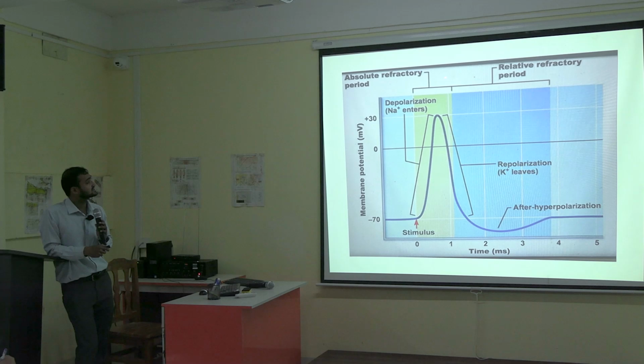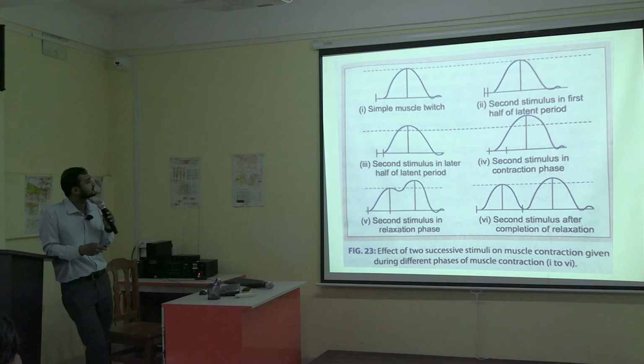So this is the first half. Why is there no response? Because it falls in the absolute refractory period, that is the first half of the latent period. If we apply a stimulus there, no response will be seen. In the first half of the latent period, have you seen any response here? No response. In the second part, if we give a stimulus, there is increased contraction in the muscle. So now you can understand.